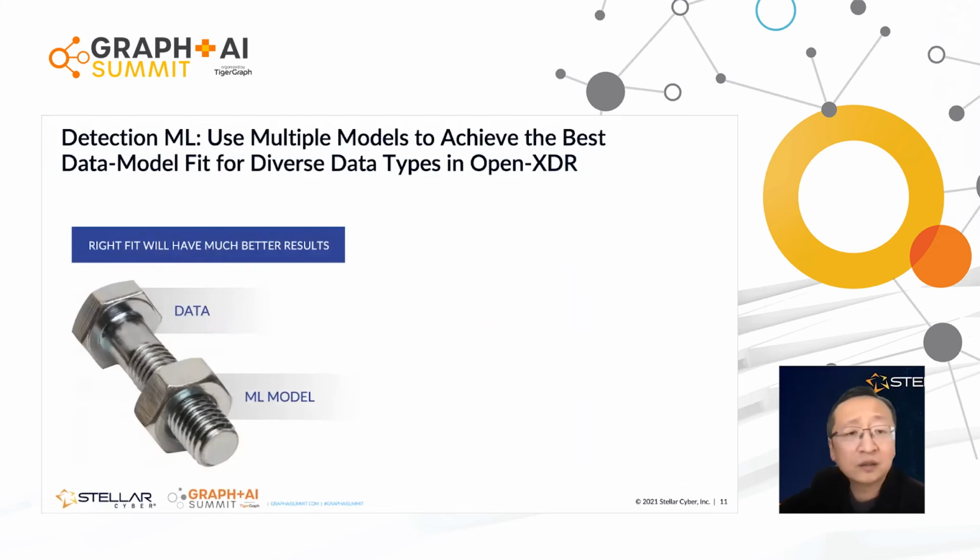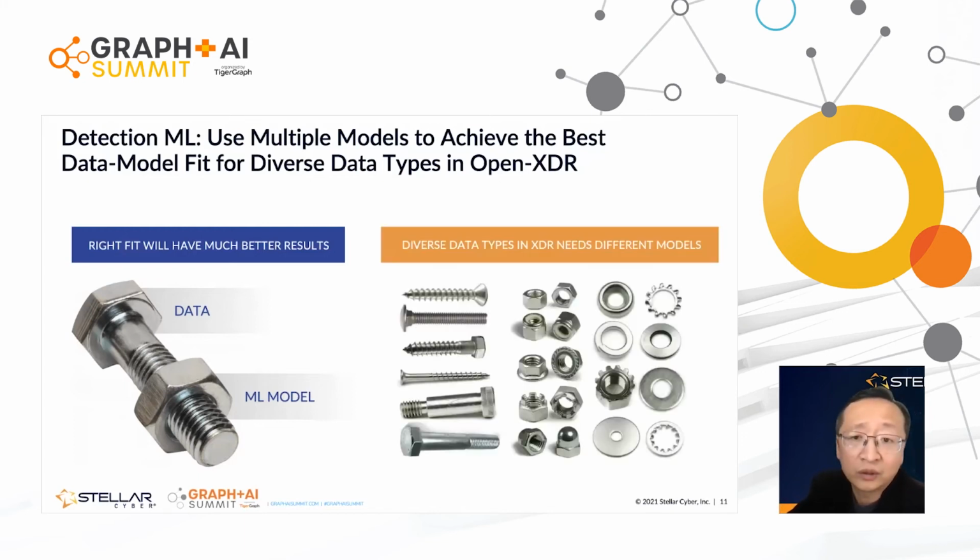So from the detection machine learning perspective, one fundamental thing is very important to make the machine learning have good results: we need to make the machine learning model fit the data tightly, which means the right model for the right data, fundamentally capturing the data's intrinsic nature. Because in XDR we have different types of data, we also need to use multiple types of models to do the detection.